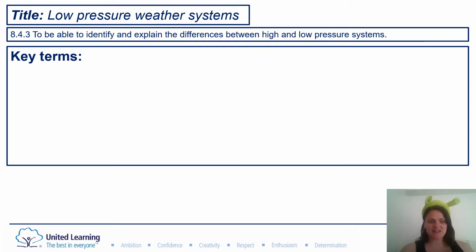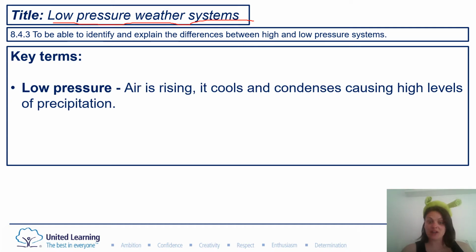Today's lesson is called Low Pressure Weather Systems, and this links with the lesson we did on high pressure weather systems. So what we're going to look at then is the differences between high and low weather systems and what weather low pressure brings. So our key terms for today are low pressure.